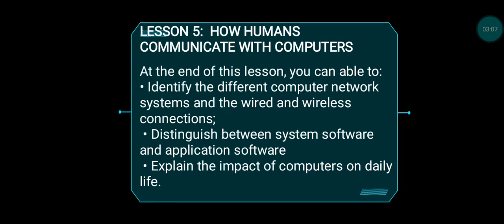So, Lesson 5 on how humans communicate with computers. Here is the objective. At the end of this lesson, the student is able to, first, identify the different computer network systems in wired and wireless connections. Second, distinguish between system software and application software. Then last, explain the impact of computers in our daily life.